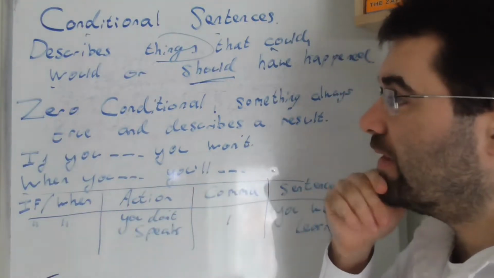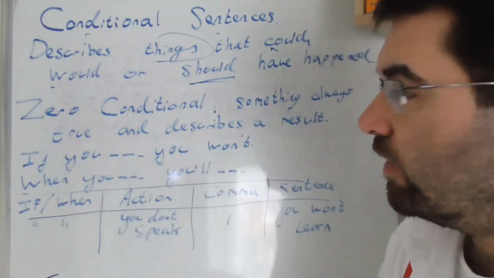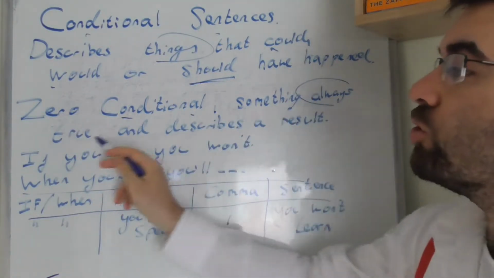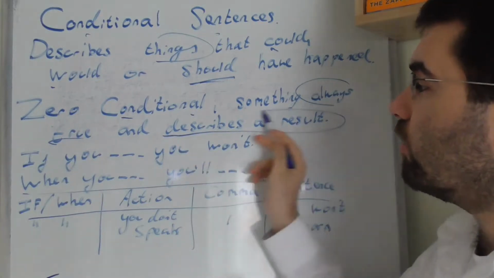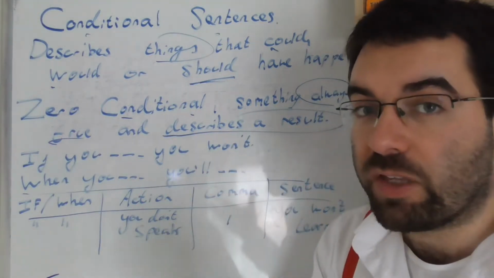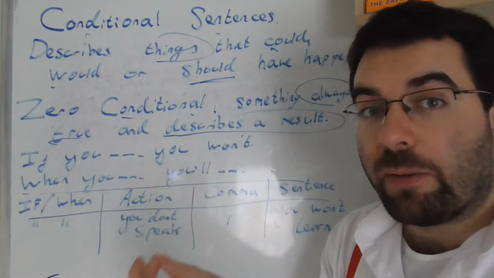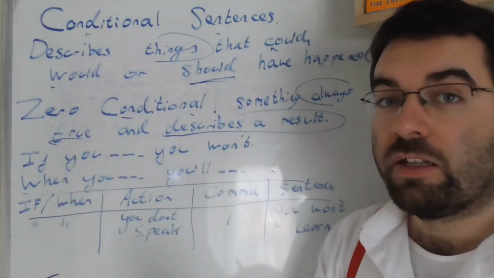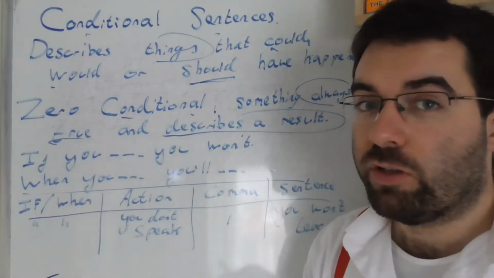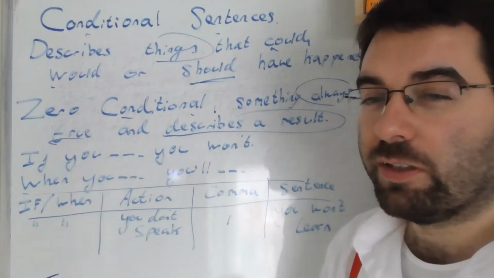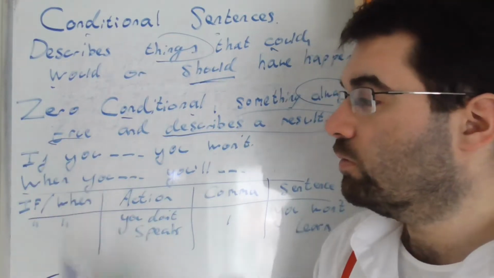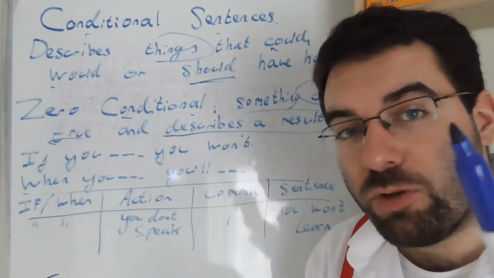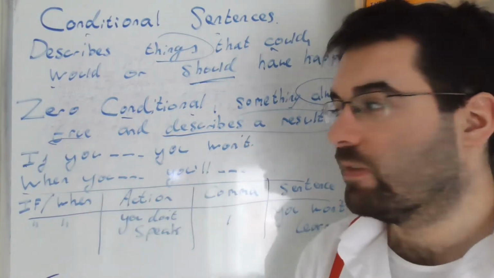For example, we have the zero conditional sentence, which is something always true and describes a result. If you do something, this over here will happen. You push, something else will fall off. You pull, something else will pull towards you. So like, if you learn English, you will get better.